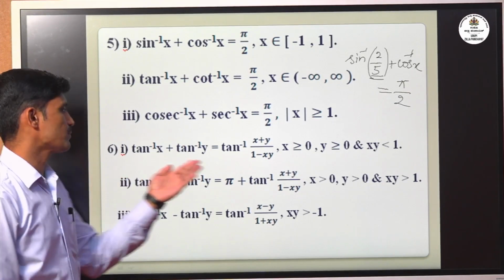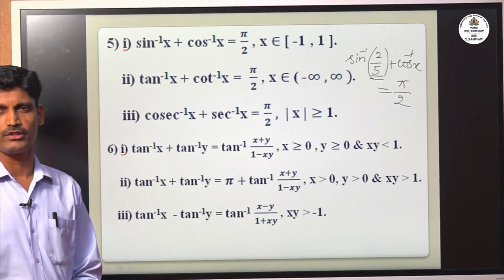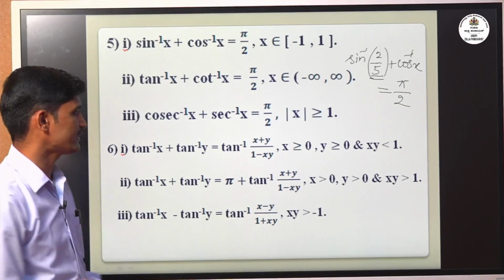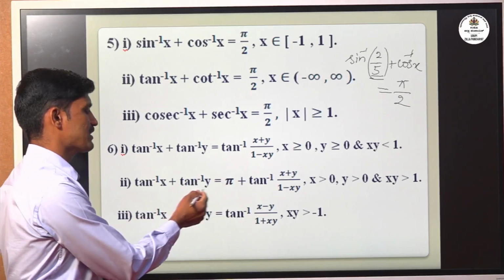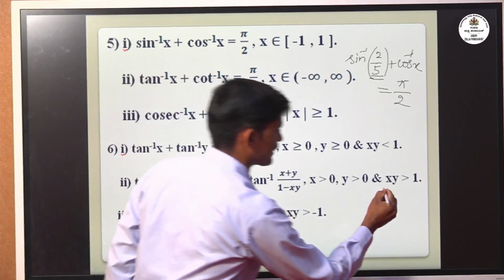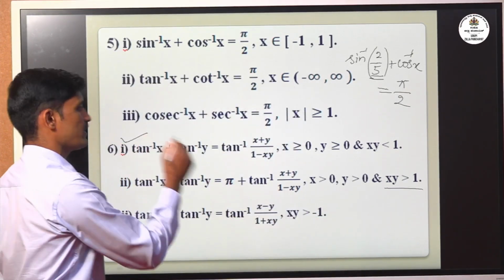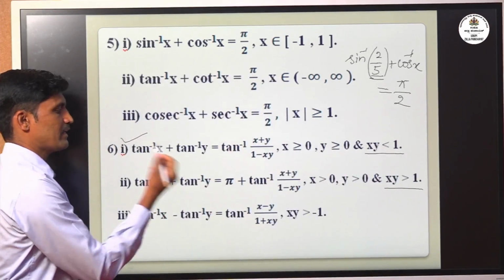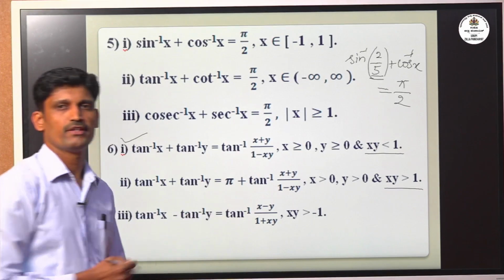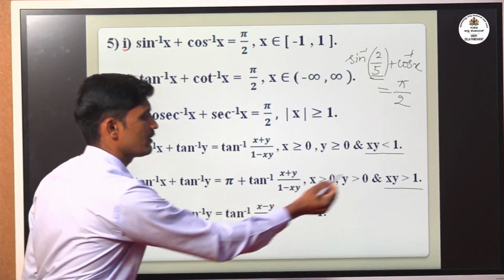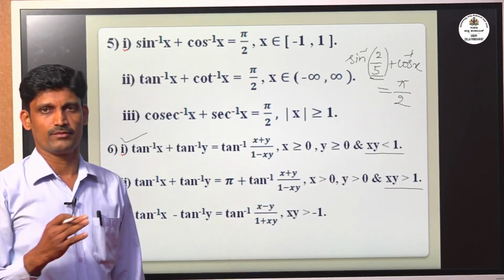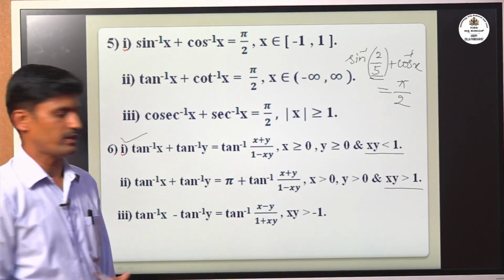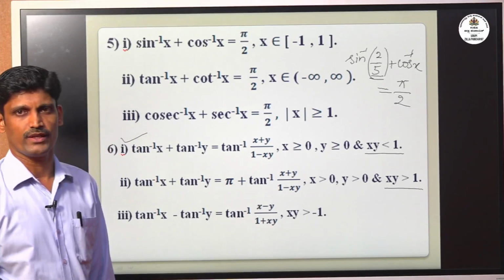Then tan inverse x plus tan inverse y formula, we know it. It is equal to tan inverse of x plus y divided by 1 minus xy, which is a very important formula. This is the formula we are using when x into y is less than 1. Now tan inverse x plus tan inverse y equal to pi plus tan inverse of x plus y by 1 minus xy, where x into y is greater than 1. And tan inverse x minus tan inverse y is equal to tan inverse of x minus y by 1 plus xy, where x into y greater than minus 1.